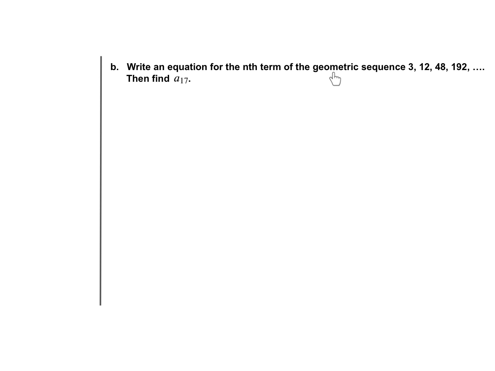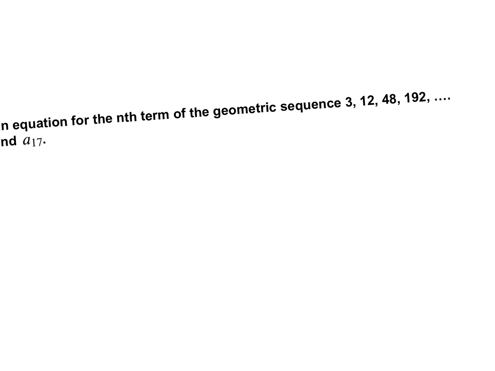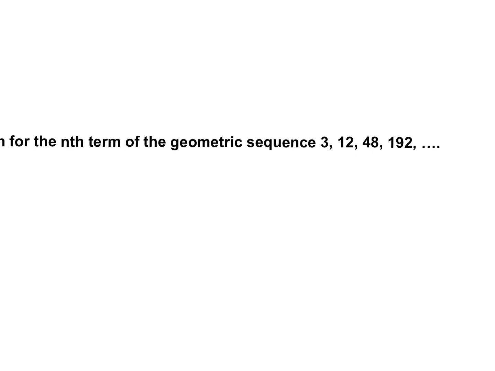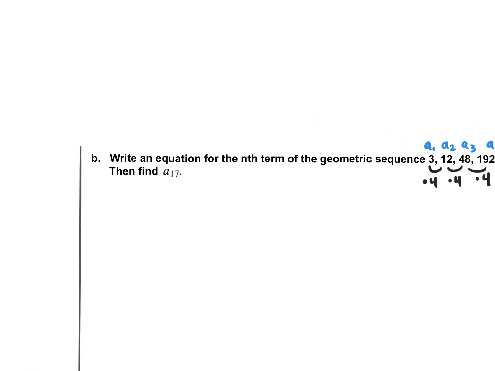Part B, we're going to do the same exact thing. We just have a different sequence. And then we're going to find not the 10th term, but the 17th term. So I'm going to write a sub 1 above each term, and so on and so forth. So we know where we start. We start at 3. And we need to know how we change. So 3 to 12, 12 to 48, 48 to 192. Just take the bigger numbers and divide the smaller numbers. 12 divided by 3 gives us 4. So that means we must be multiplying by 4. And if we test it out, it does work.